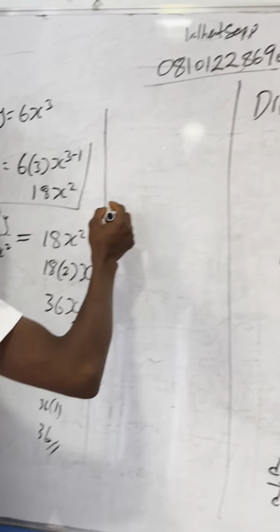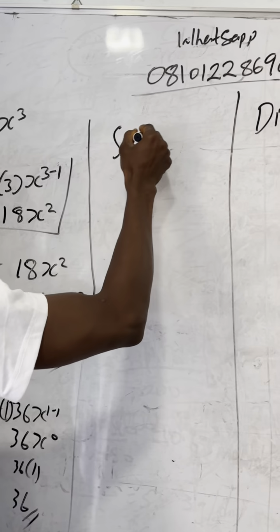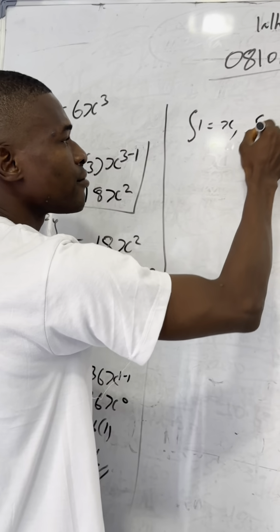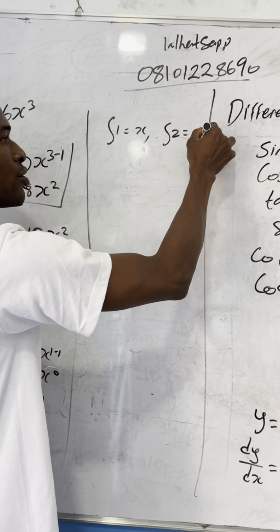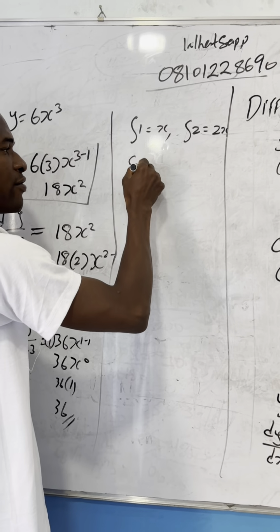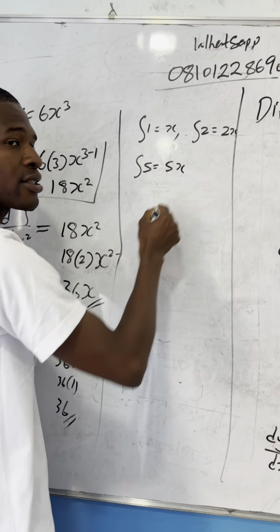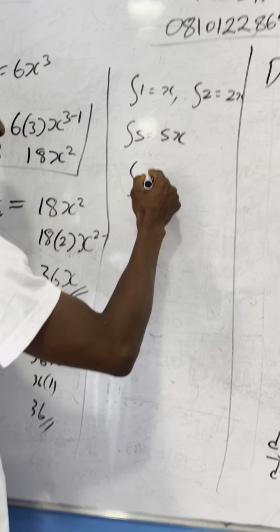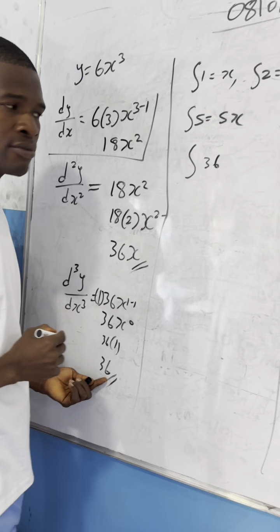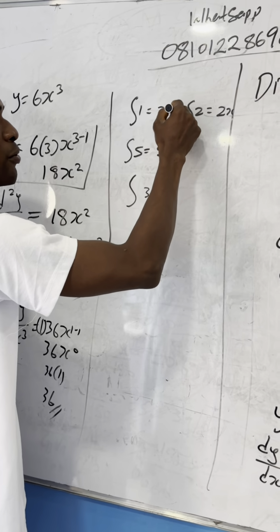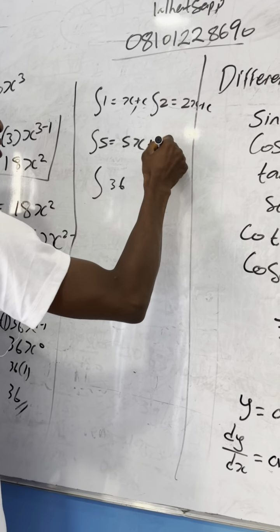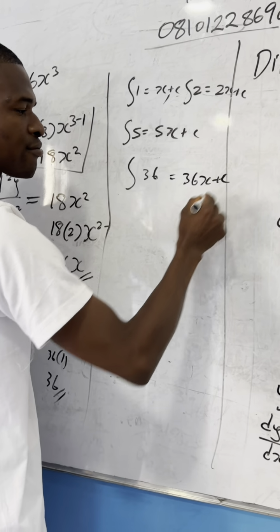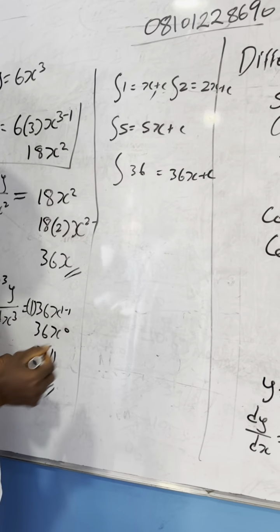And when we are talking about integration, if you integrate 1, it gives you x. If you integrate 2, it gives you 2x. Integrate 5, it gives you 5x. Also, if you integrate 36, it gives you 36x, and remember you now put plus c. It gives you 36x plus c. We're not going to talk more about c.